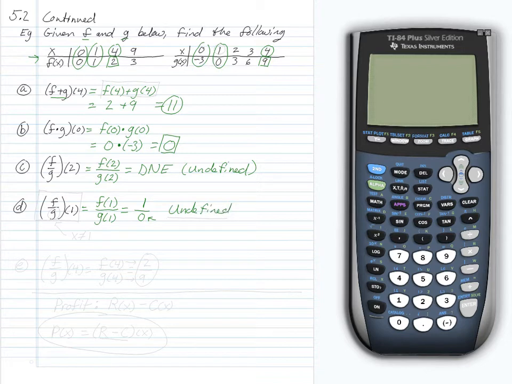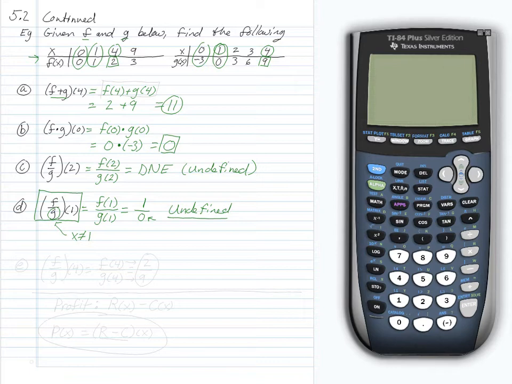Remember how this function f over g, if we go back to the original problem where we saw this type of thing, we want to make sure that g is never 0. Well, g is 0 when x is 1. So x cannot be 1 for this function. And here we're trying to plug in 1 and we get something nonsensical. We're dividing by 0, which is not allowed. So let's try one more of those.